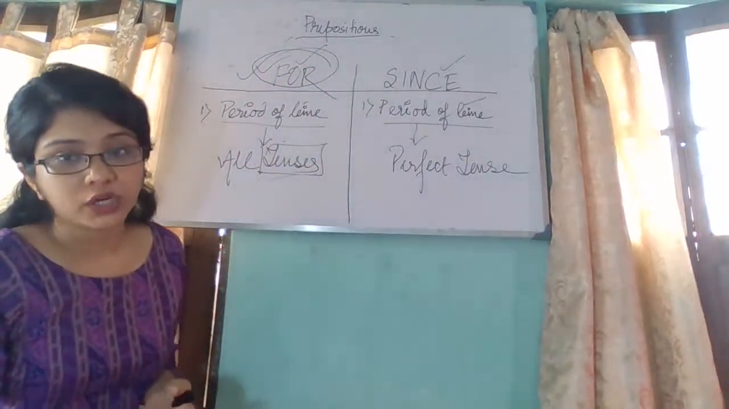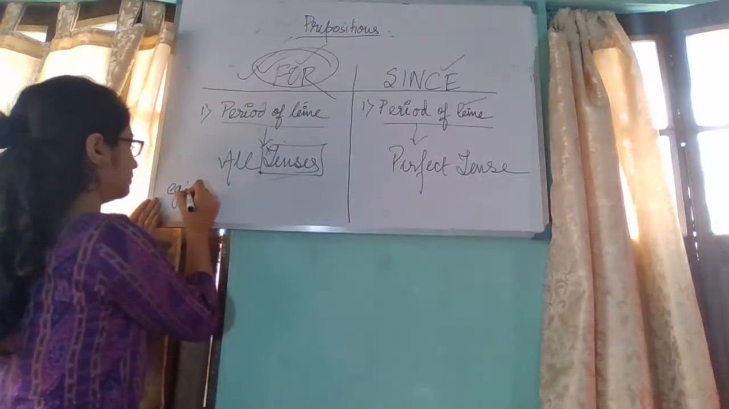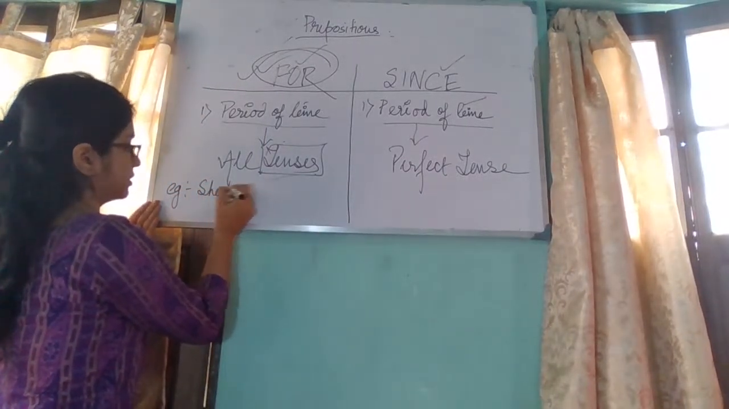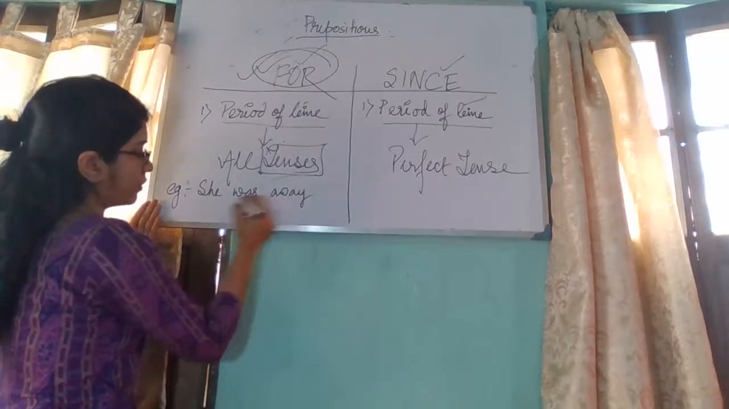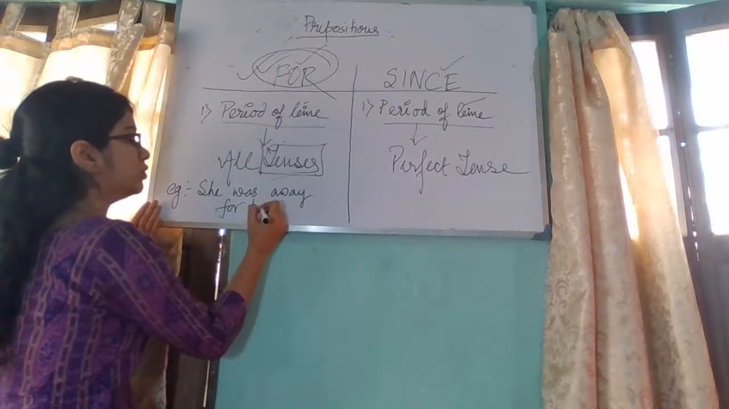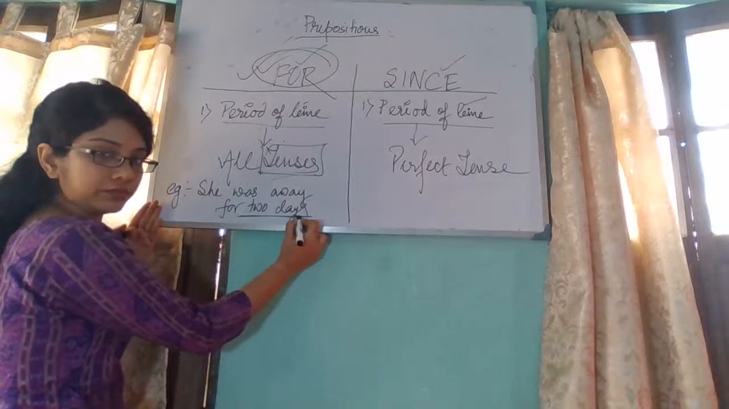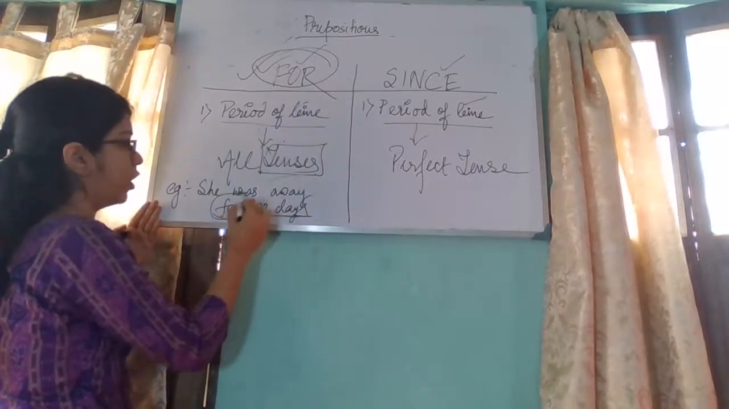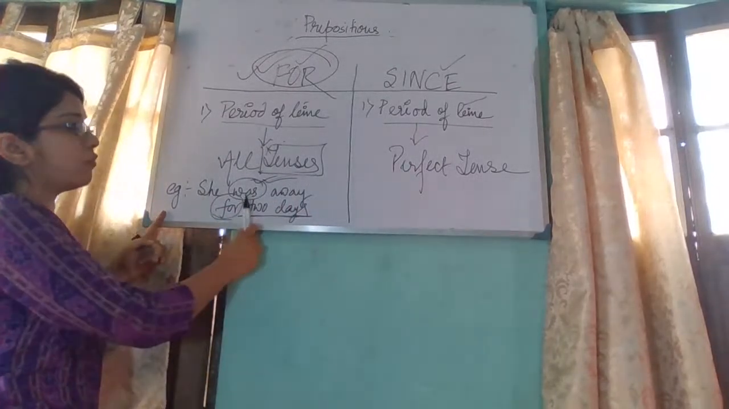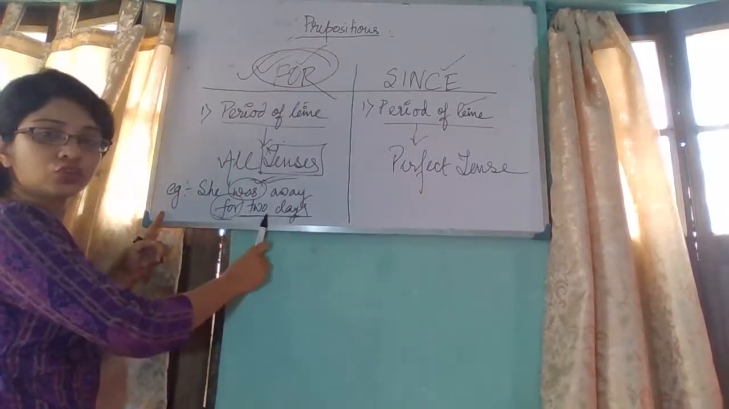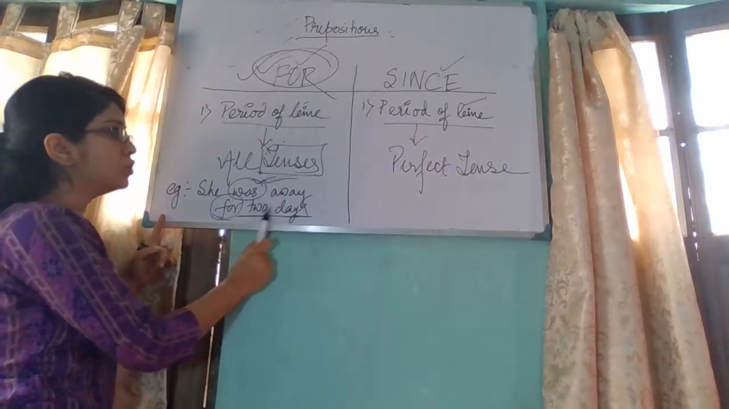She was not here for an hour. Example: she was away for 2 days. Period of time, okay, and we are using for, and this is simple past tense. She was away for 2 days.